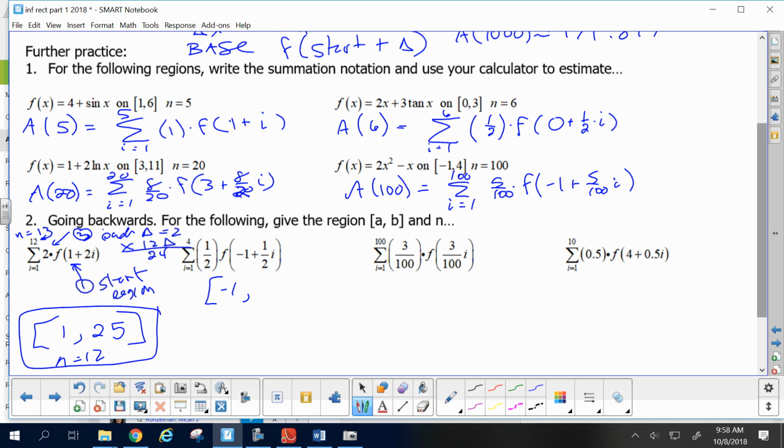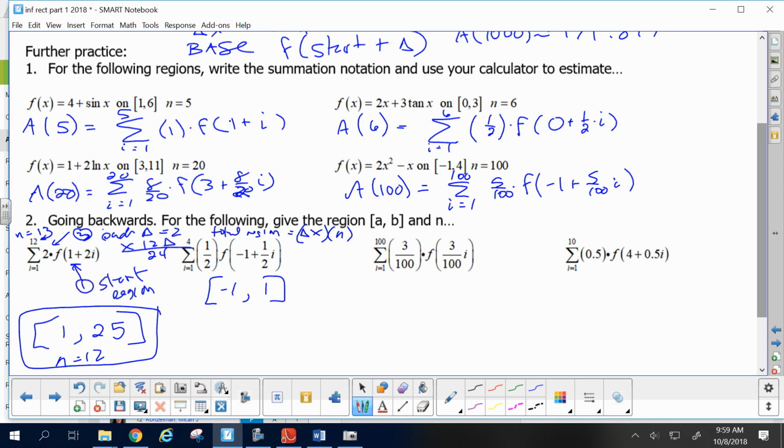-1. What's the number of rectangles? 4. If I take 4 rectangles, each 1/2 wide, the total width is 2. Now if I start at -1, go 2 wide, the other end point is 1. Okay? That total region is the hardest part. The total region is a single delta x times the number of rectangles each time.